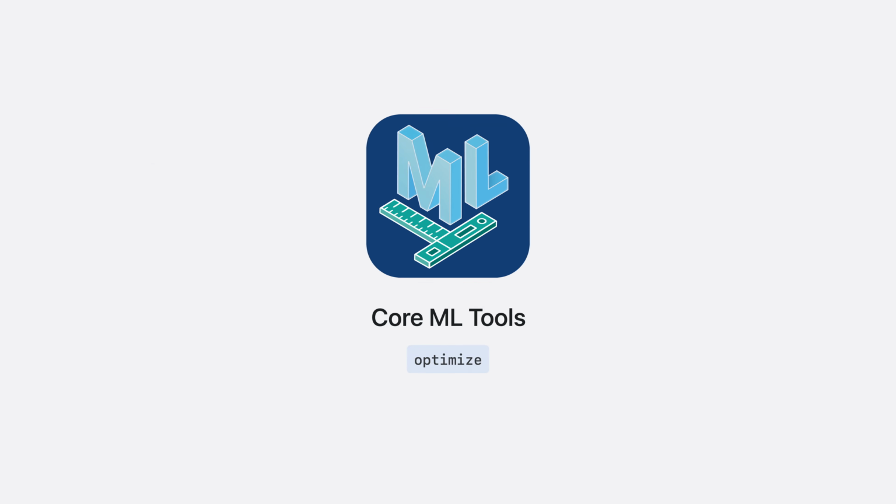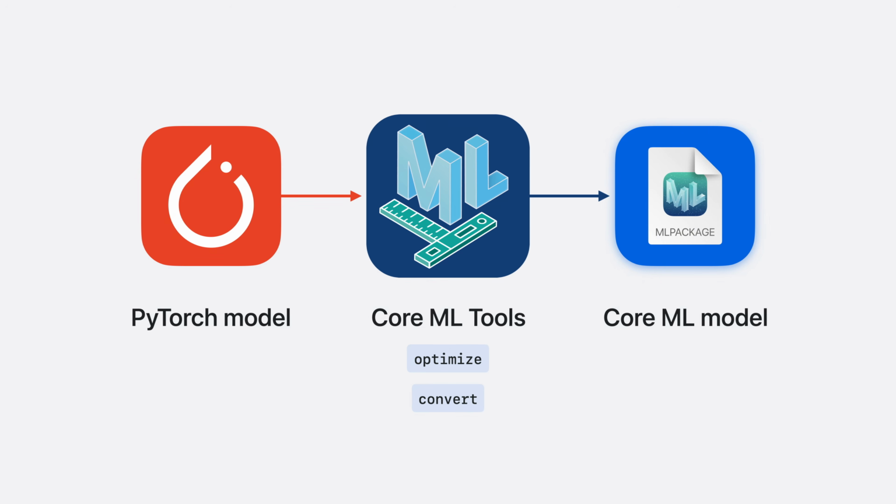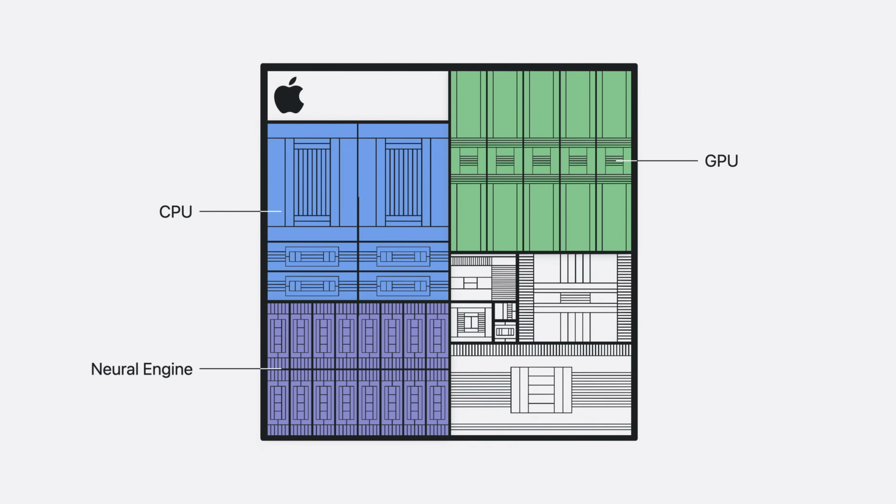CoML Tools is an open-source Python package containing utilities to optimize and convert your models for use with Apple frameworks. It lets you take your PyTorch models and transform them into a CoML format, which is optimized for execution on Apple Silicon. Apple Silicon's unified memory, CPU, GPU, and neural engine provide low latency and efficient compute for machine learning workloads on device. By default, simply converting your model into the CoML format and using Apple's frameworks for inference allows your app to leverage the power of Apple Silicon.